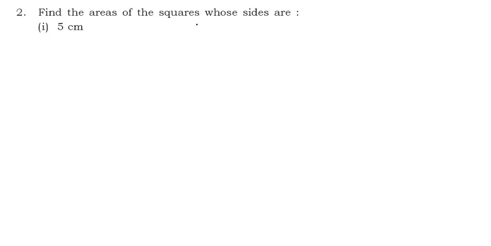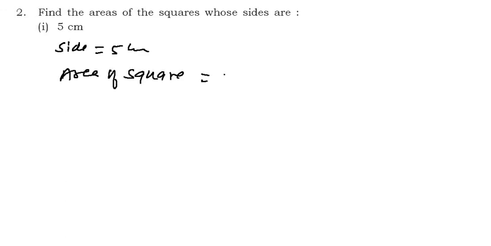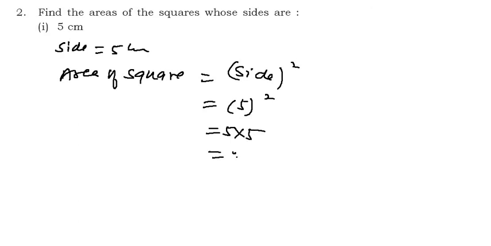Now find the area of the square whose side is given. Area of square, side is equal to 5 centimeter. So area of square is side square. You have to write side square. Side is given as 5 centimeter. So 5 square, so 5 into 5, that is 25 square centimeter. That one is your answer.